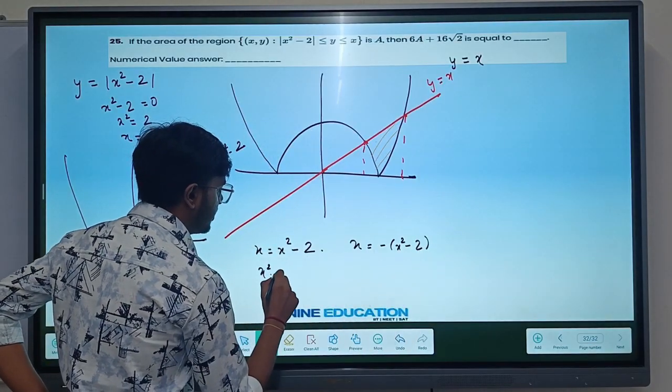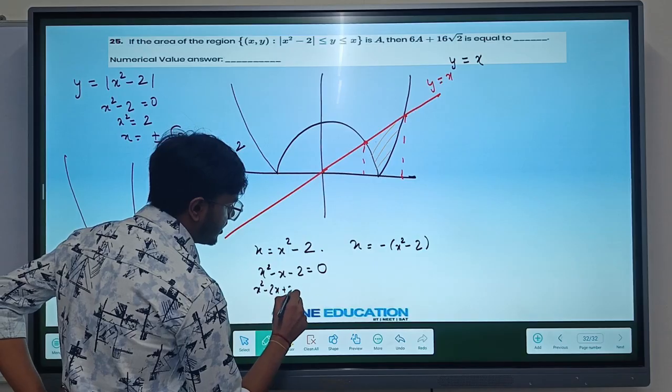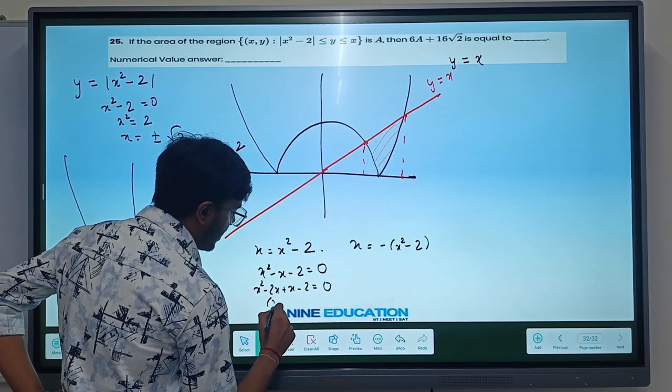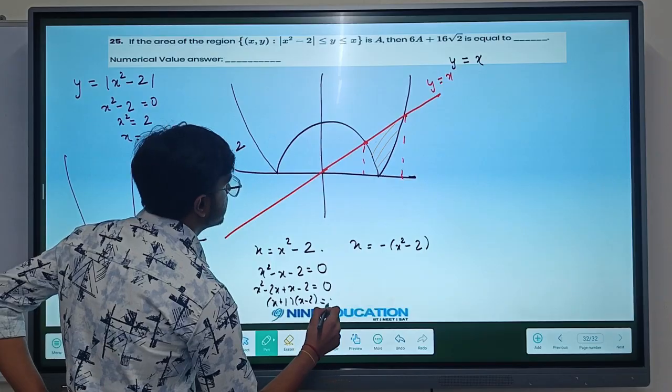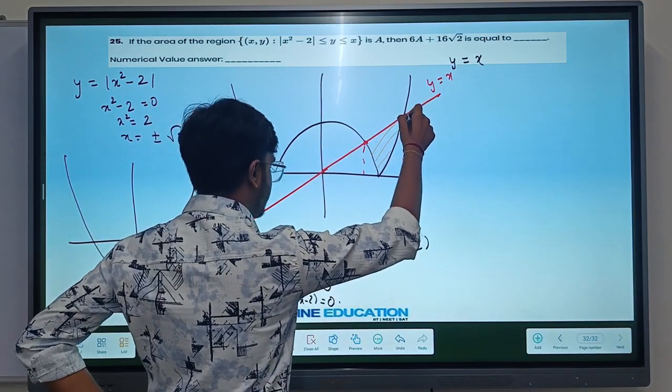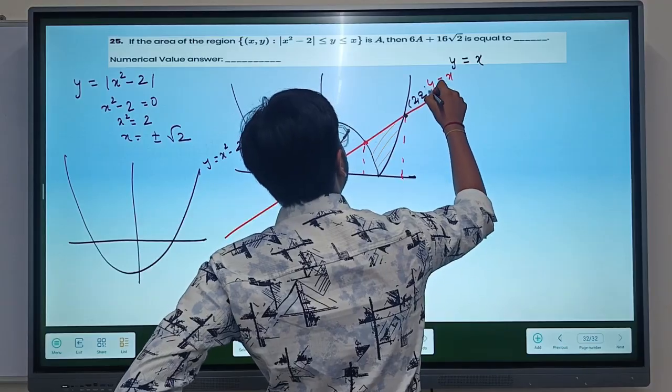So this will be x square minus x minus 2 equal to 0. x square minus 2x plus x minus 2 equal to 0. (x plus 1) into (x minus 2) equal to 0. So of course we can see it should be plus 2. So x may be plus 2, y may also be plus 2.